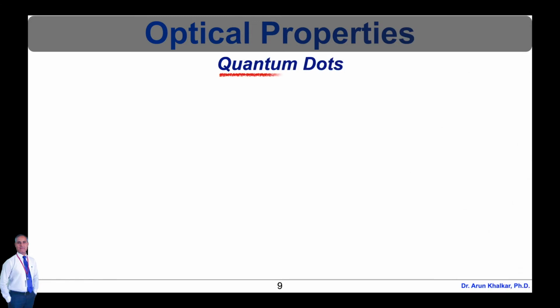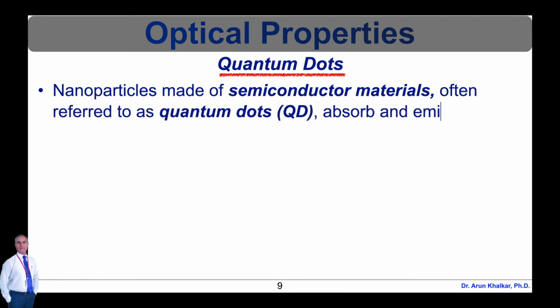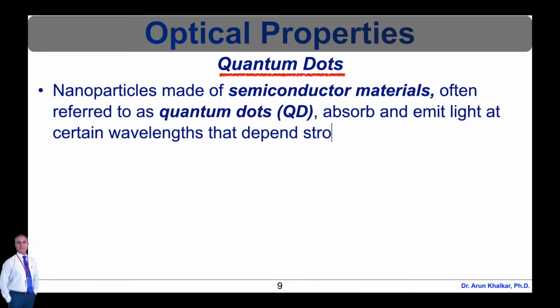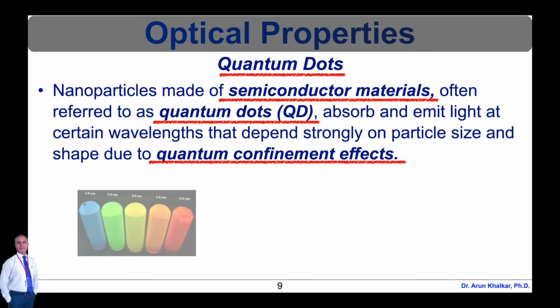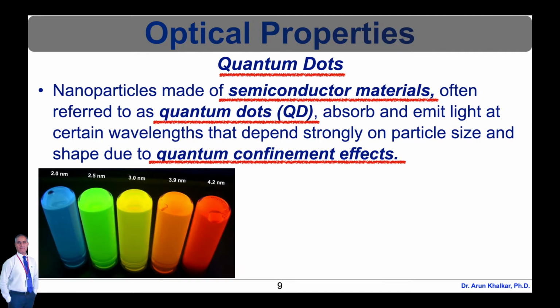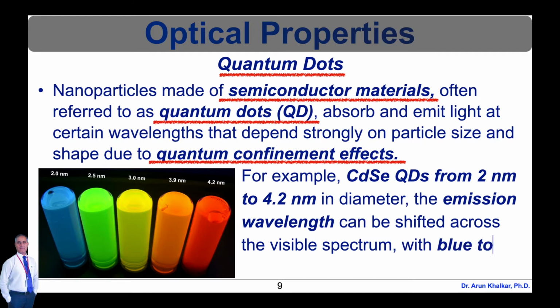Now let's see the optical properties of quantum dots. Nanoparticles made of semiconductor materials, often referred to as quantum dots or QDs, absorb and emit light at certain wavelengths that depend strongly on particle size and shape due to quantum confinement effects. By changing the size and composition of the quantum dots, their emission wavelengths can be tuned from the ultraviolet through the visible to the near infrared regions of the spectrum.